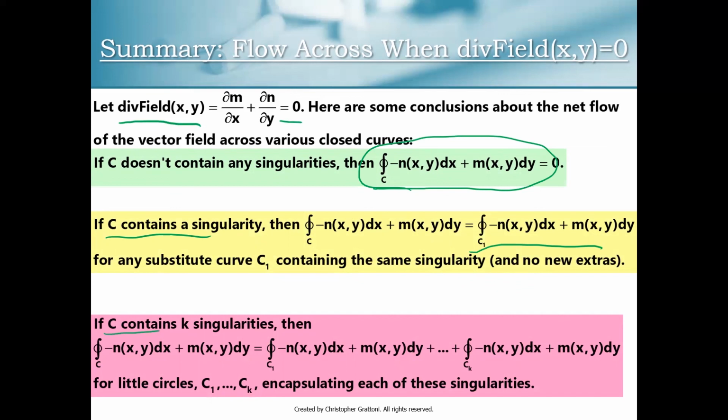And if your curve contains a bunch of singularities, no big deal. If you have a bunch of singularities, just center a small circle around each one, and then compute the path integral for each of those circles. Hopefully you've got Mathematica to do the work for you, and you sum up all of those results, and you are all set.